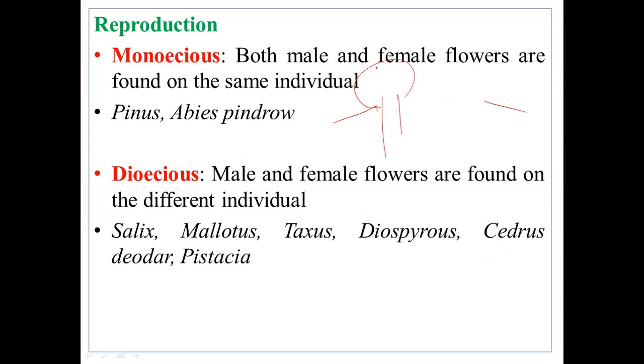Here the male flower is ready to give the pollen, but the female flower is not ready to accept the pollen. So there is a mismatch happening, and that is because of climate change. In the climate change scenario, these dioecious plants are highly susceptible to phenological mismatch.